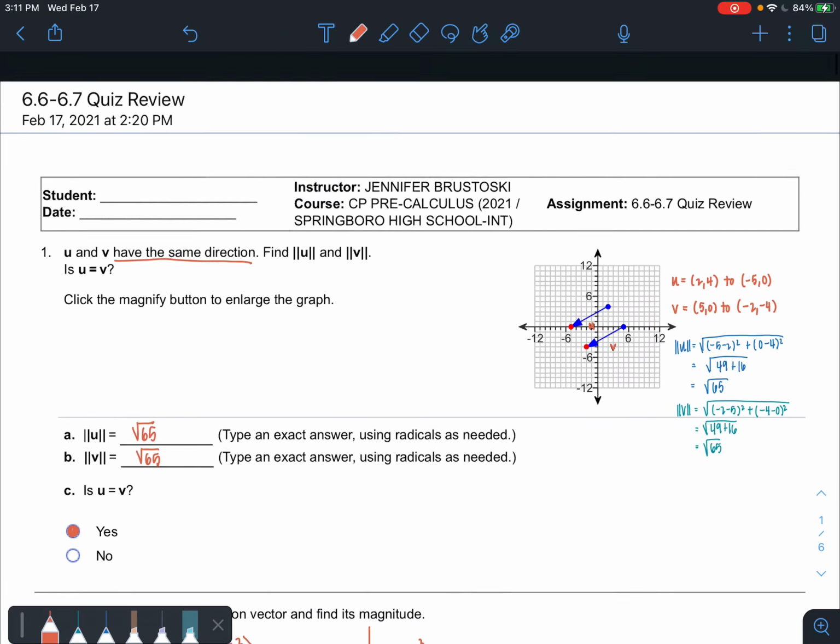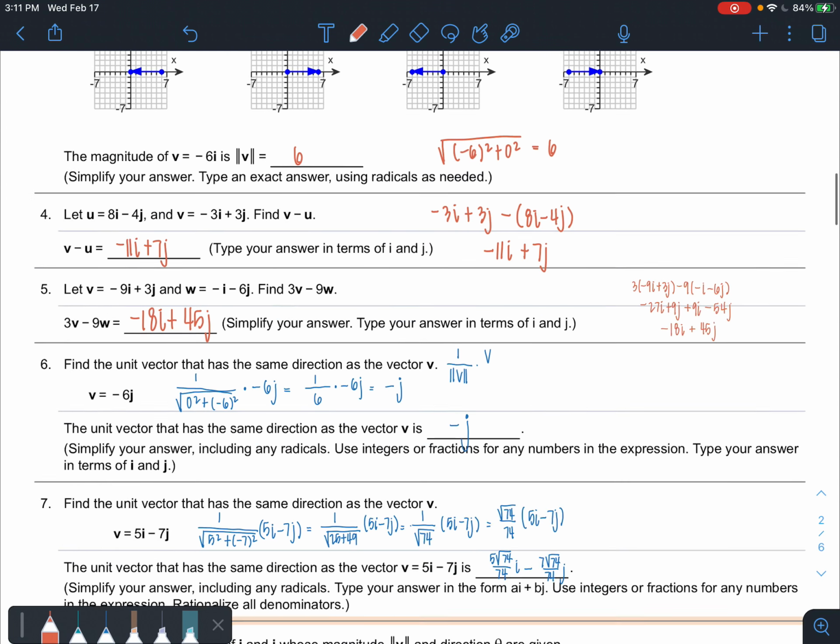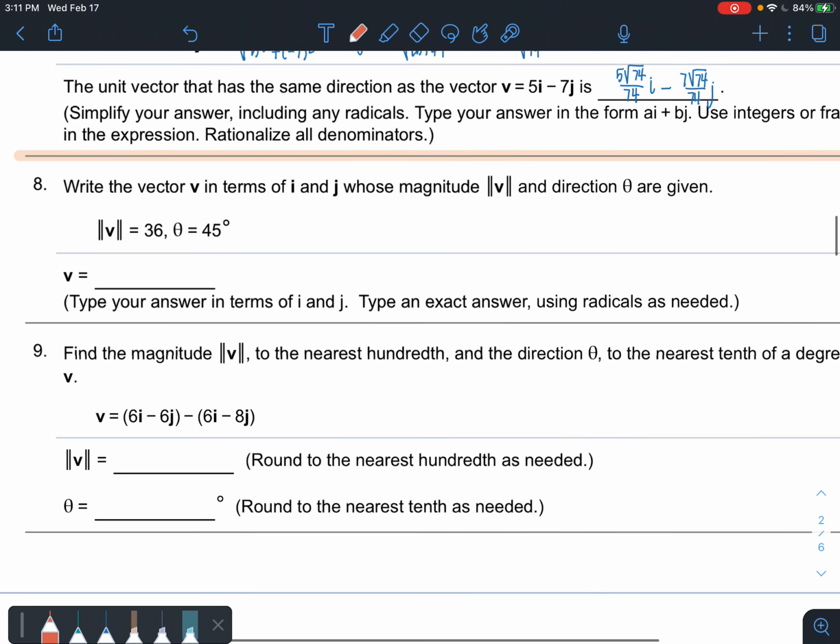All right, guys, so we're continuing on with the 6.6, 6.7 quiz review, looking at number 8. Okay, so we want to write the vector v in terms of i and j, and the magnitude and direction are given. So here's the formula for that. It's going to be magnitude of v cosine theta i, plus magnitude of v sine theta j.